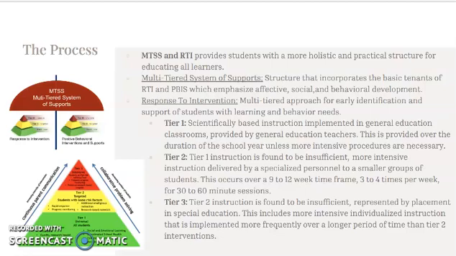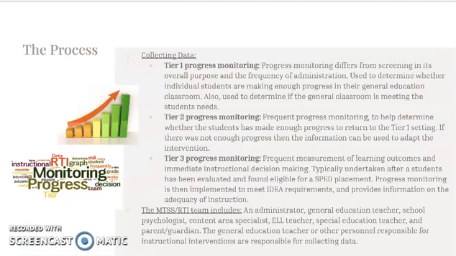This occurs over a 9 to 12 week time frame, 3 to 4 times per week, and 30 to 60 minutes a session. And finally, Tier 3 occurs when Tier 2 instruction is found to be insufficient. It is represented by a placement in special education. This includes more intensive, individualized instruction that is implemented more frequently over a longer period of time than Tier 2 interventions.